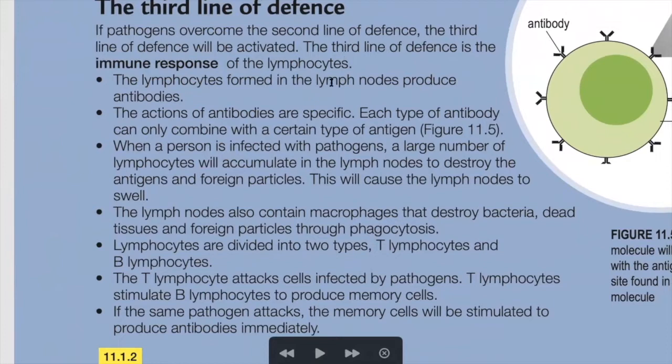Ingat lagi tak lymphocyte yang cikgu ajar dulu? Okay, lymphocyte ni is example of white blood cell ataupun leukocyte. Leukocyte tu adalah white blood cell. Kan ada banyak jenis kan, ada monocyte, ada neutrophil, basophil, and one of them is lymphocyte. Kenapa lymphocyte? Sebab lymphocyte yang akan menghasilkan antibody.